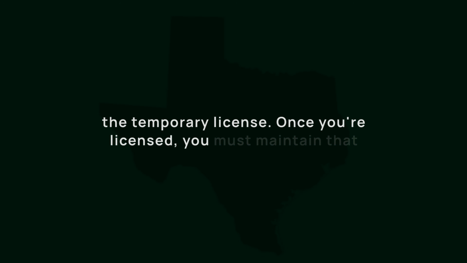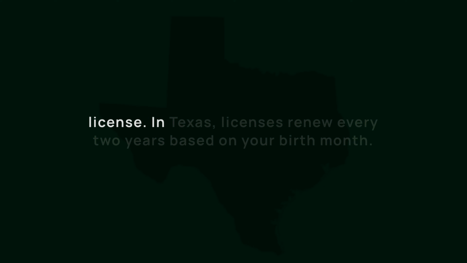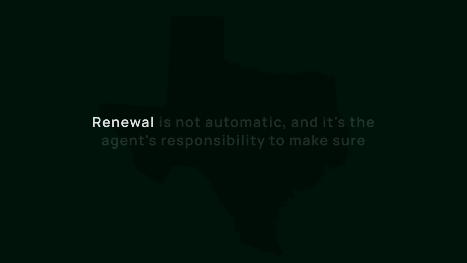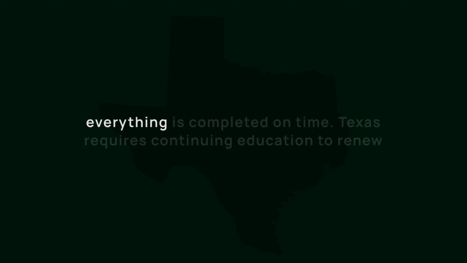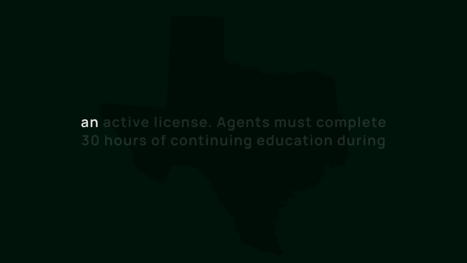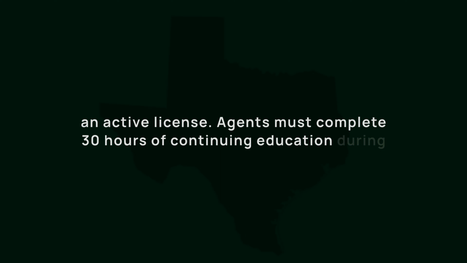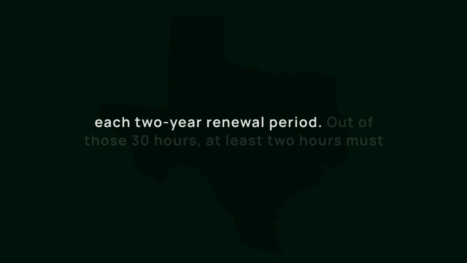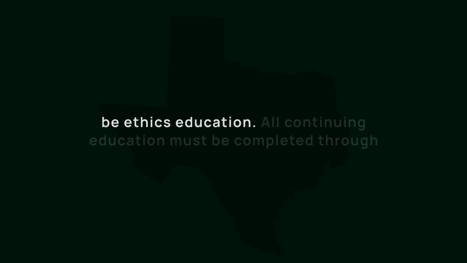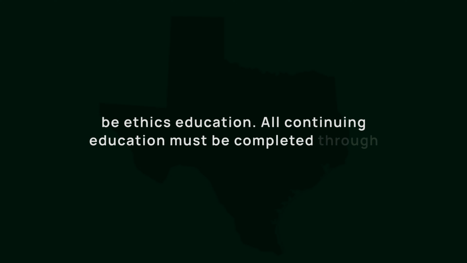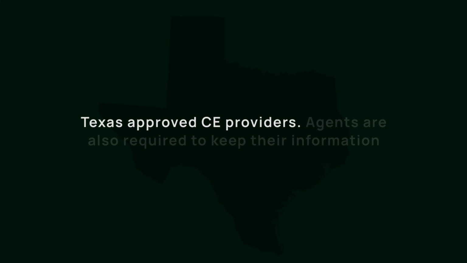Once you're licensed, you must maintain that license. In Texas, licenses renew every 2 years based on your birth month. Renewal is not automatic, and it's the agent's responsibility to make sure everything is completed on time. Texas requires continuing education to renew an active license. Agents must complete 30 hours of continuing education during each 2-year renewal period. Out of those 30 hours, at least 2 hours must be ethics education. All continuing education must be completed through Texas-approved CE providers.